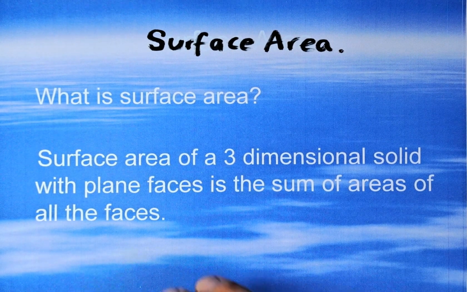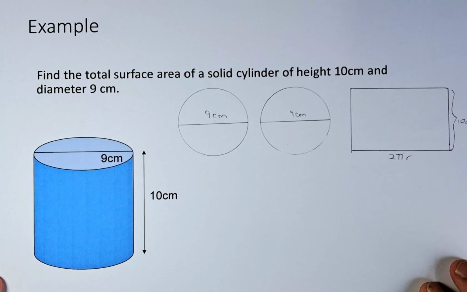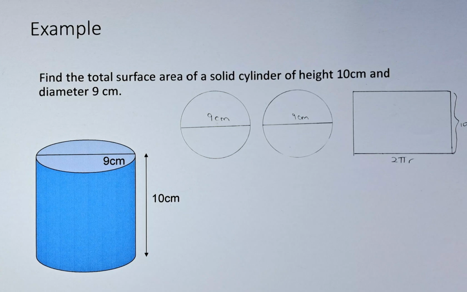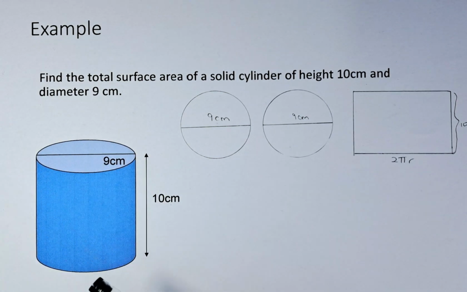So let's look at the cylinder. A cylinder looks like this, okay? It's just like a cylindrical can, okay? So we are going to find the surface area of this cylinder. A solid cylinder means the top and the bottom is solid, and also the body in the middle there, okay?